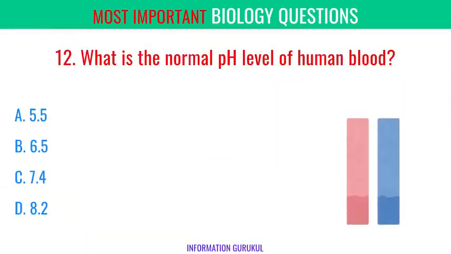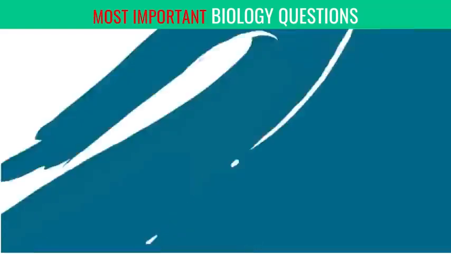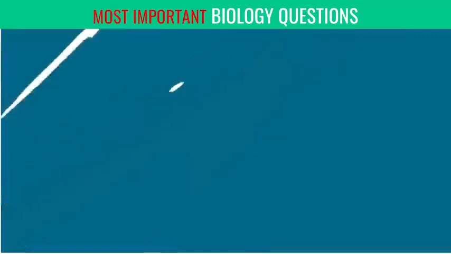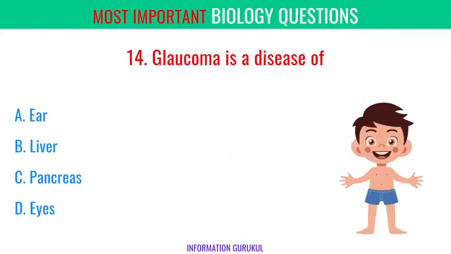What is the normal pH level of human blood? 7.4. What is the main function of the kidneys? Filtration of blood. Glaucoma is a disease of eyes.